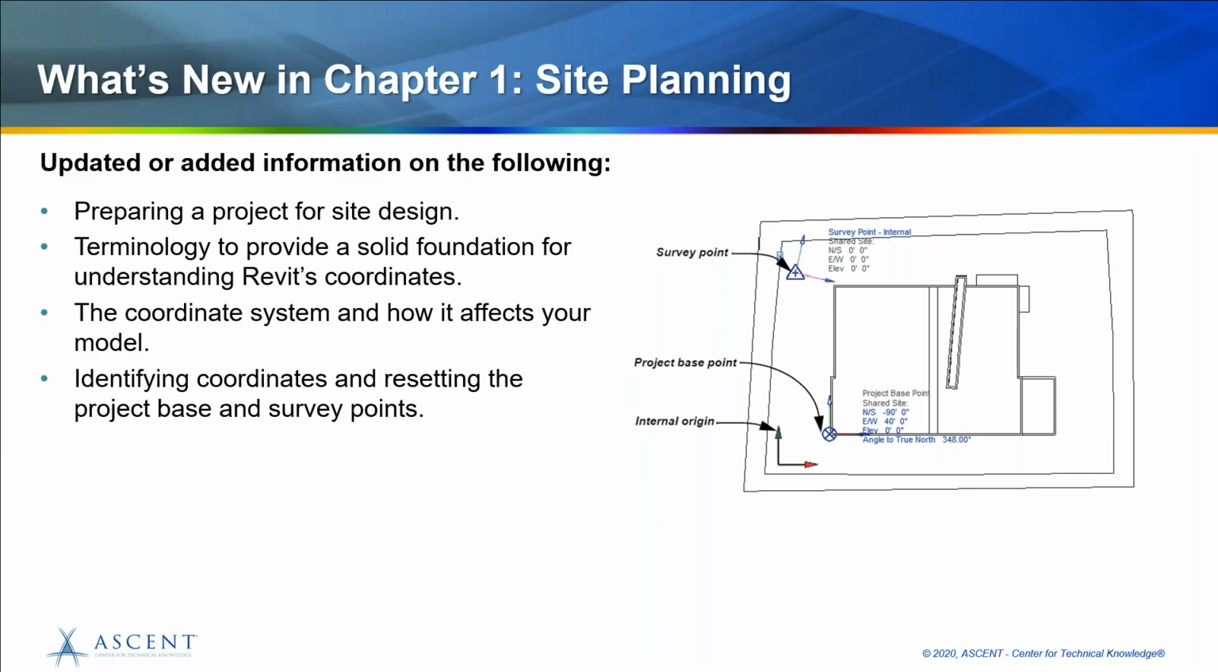I elaborate on Revit's coordinate system, explaining what survey, project, base point, and essentially what they're doing in the project, as well as the newly uncovered internal origin. And I say uncovered because it's always been there, we just could never see it or have the option to turn it on or off. I then make sure to cover the various tools like identifying the coordinates or resetting the project base point or survey points.